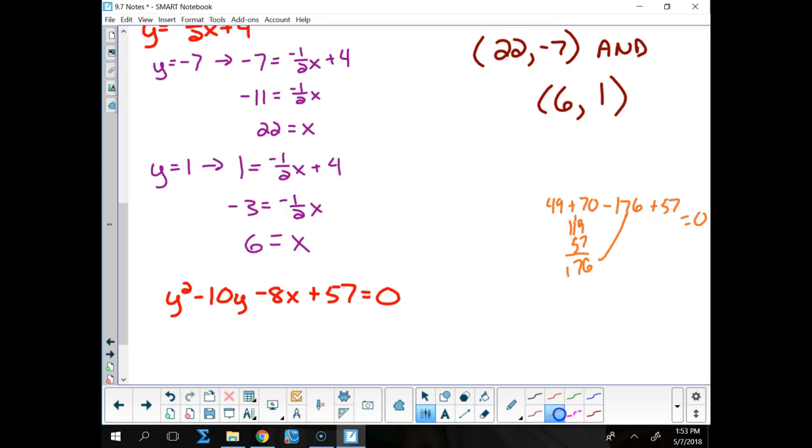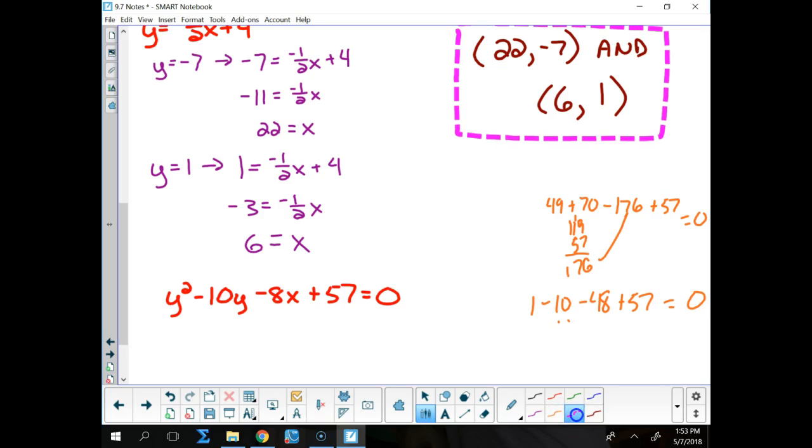Woo! Okay. Second one. 1 minus 10 minus 48 plus 57. So that's going to be negative 9, negative 57, 0. So they both check out. So they both work out, so therefore these two are my answers. Good times. This is awesome. I love math.